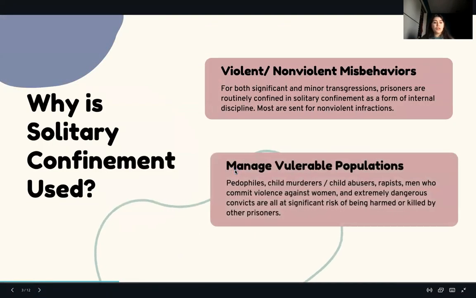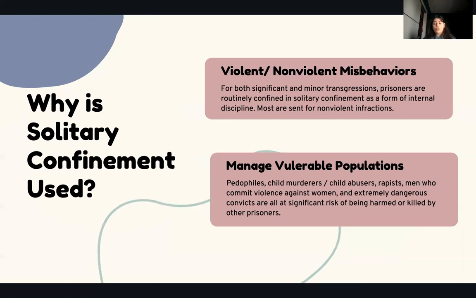Okay, so why is solitary confinement used? There are a multitude of reasons why solitary confinement is used in the prison system. Violent and non-violent misbehaviors. These include any sort of infractions that a prisoner might commit, including fights between inmates. It also includes non-violent misbehaviors, which are things like having illegal contraband on them, such as drugs or weapons. Those who are caught with those things will also be placed in solitary confinement as a form of discipline or punishment. However, in most cases, nonviolent misbehaviors are the main reason people are placed in solitary confinement.